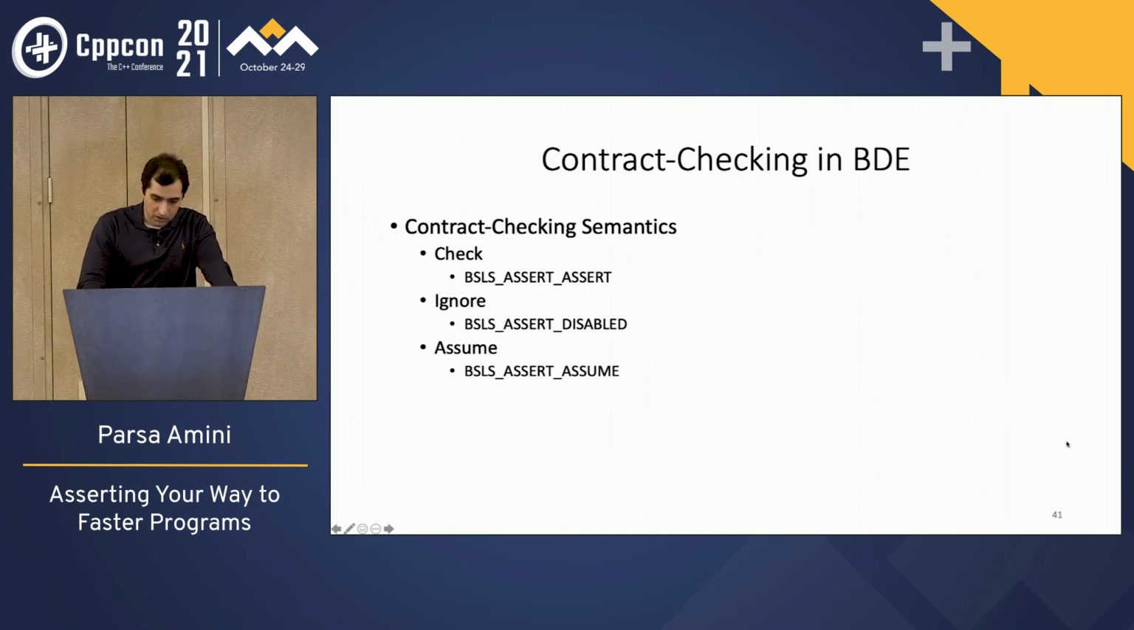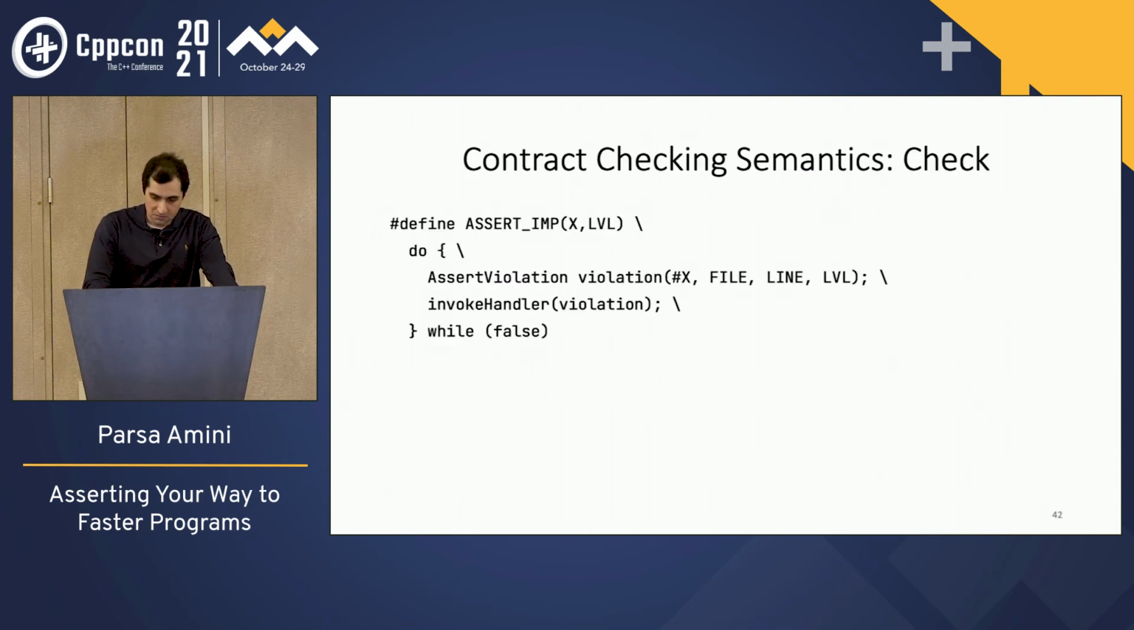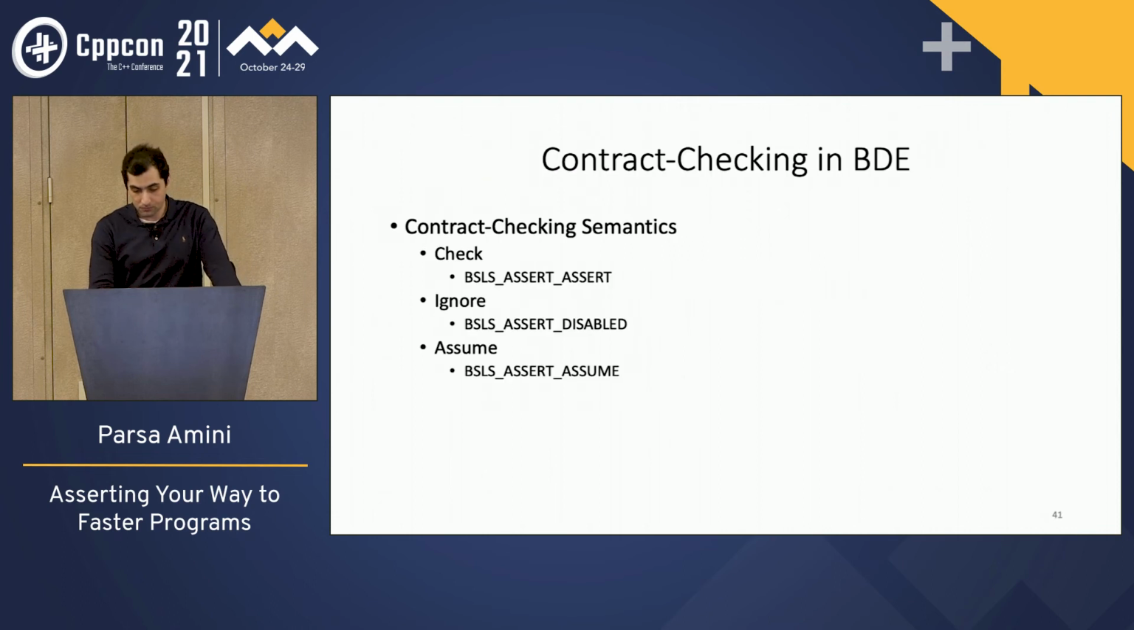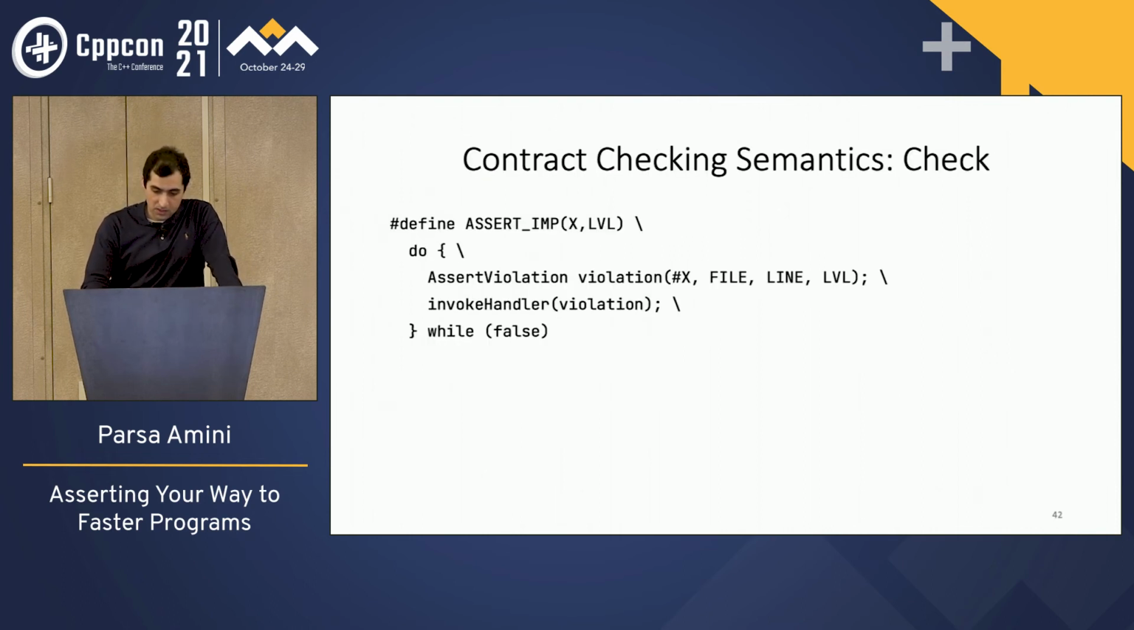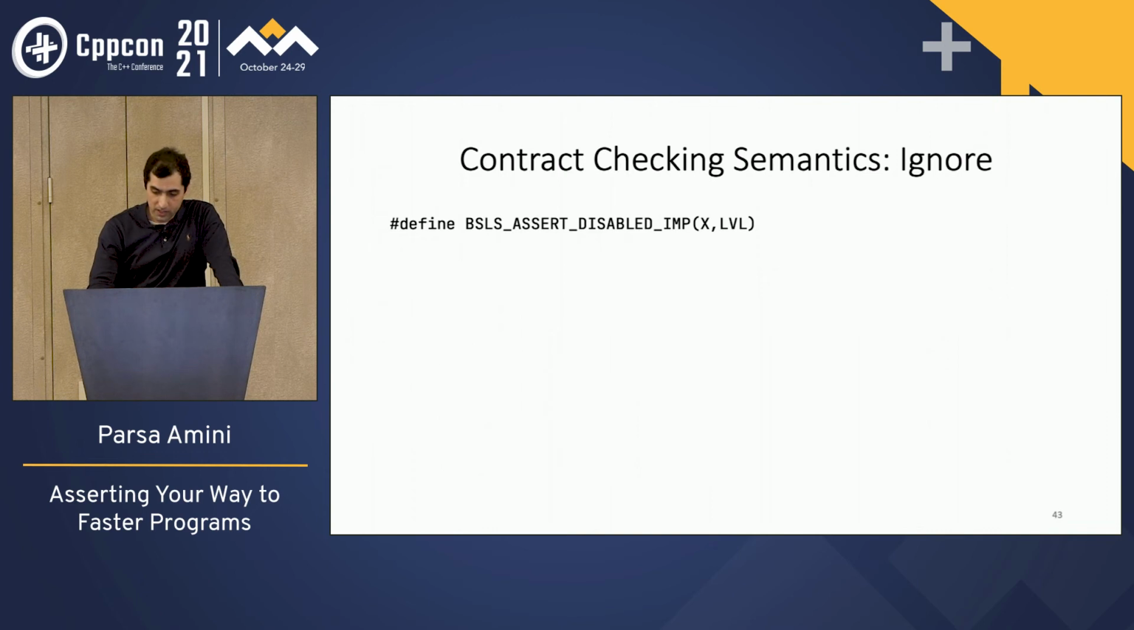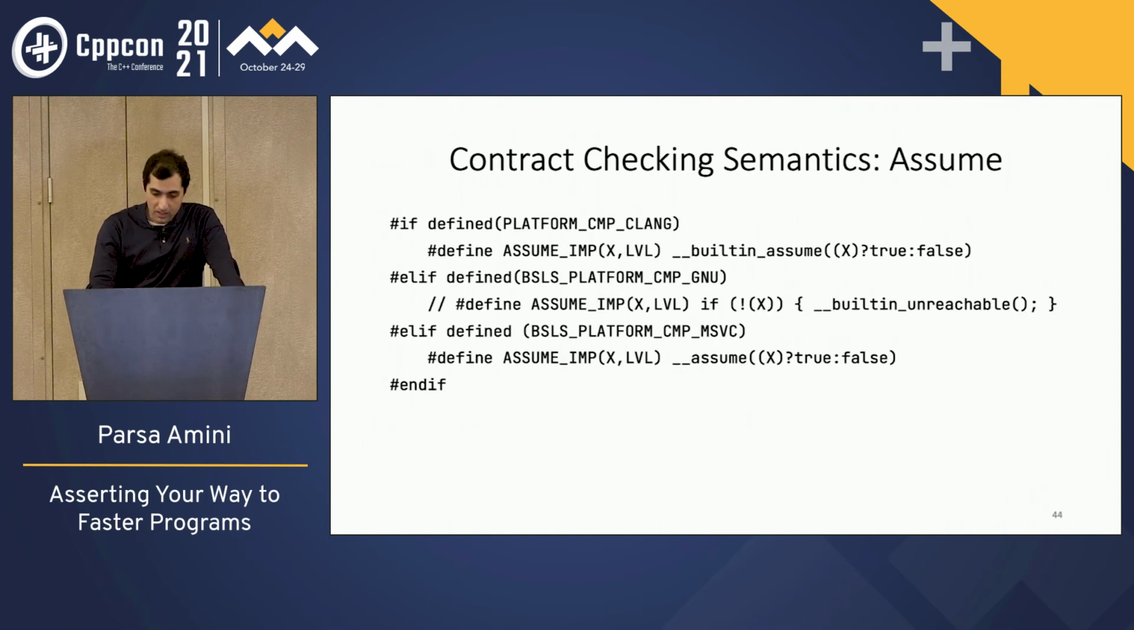How does contract checking in BDE work? We had 3 contract checking semantics that we discussed: enforcing, ignoring, or assuming preconditions. In BDE, you can control that with the following macros: BSLS_ASSERT_ASSERT, ASSERT_DISABLED, or ASSERT_ASSUME. How does BSLS_ASSERT work? It's a macro that expands to either good old-fashioned assertions or a violation handling mechanism. If you want to ignore precondition checks, you just expand to nothing. And if you want to assume a contract, you expand them to the compiler intrinsic of the specific platform your code is going to run on.